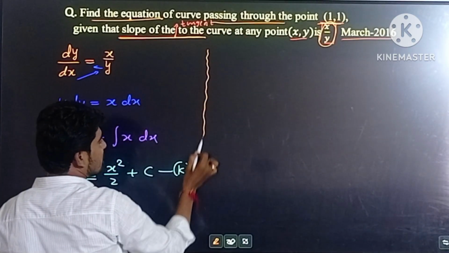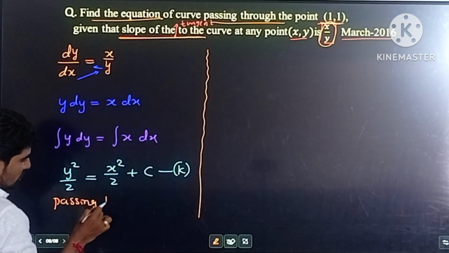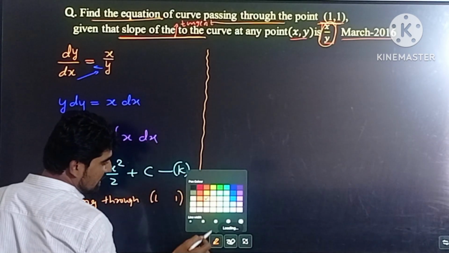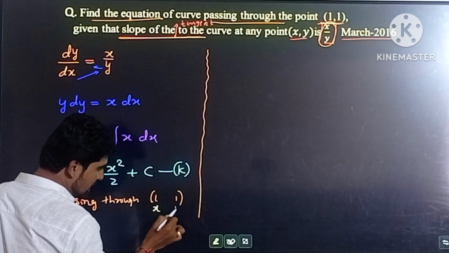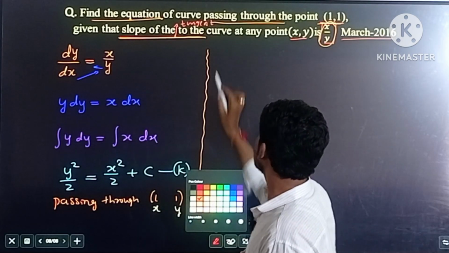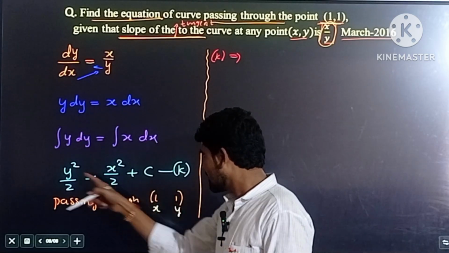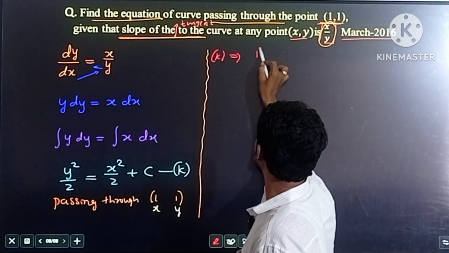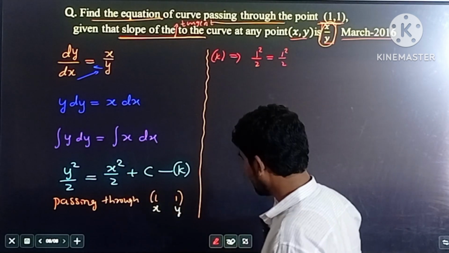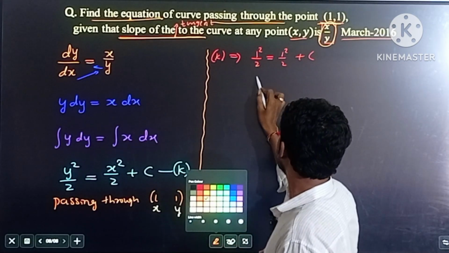So therefore, what is the next step? This curve is passing through which point? 1 comma 1. So where x is 1 and y is also 1, these are the values of x and y. Substitute the values of x and y in equation k. So next step, equation k implies value of x is 1, value of y is 1. So y square means 1 square divided by 2 equal to x square is also 1 square divided by 2 plus c. So finally we got 1 square is 1, therefore 1 by 2.